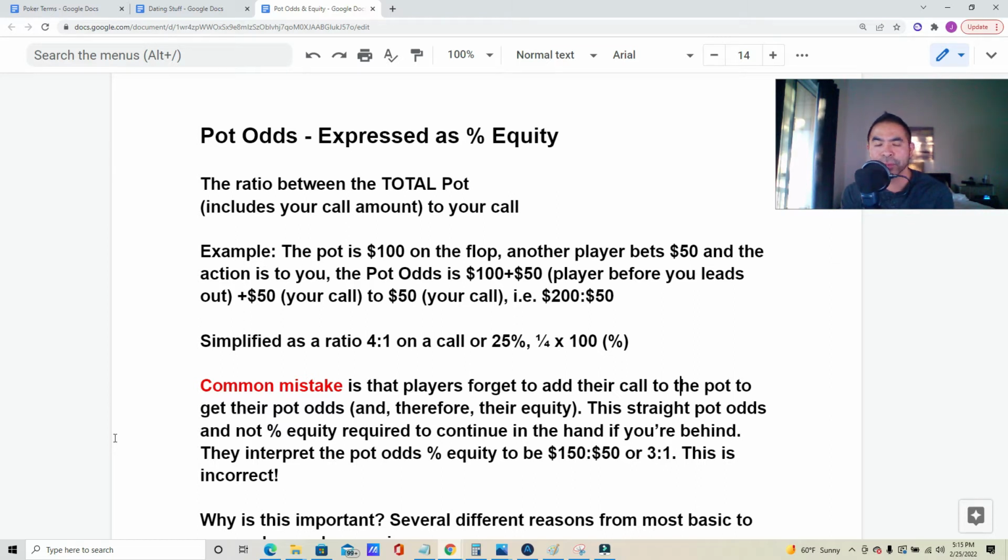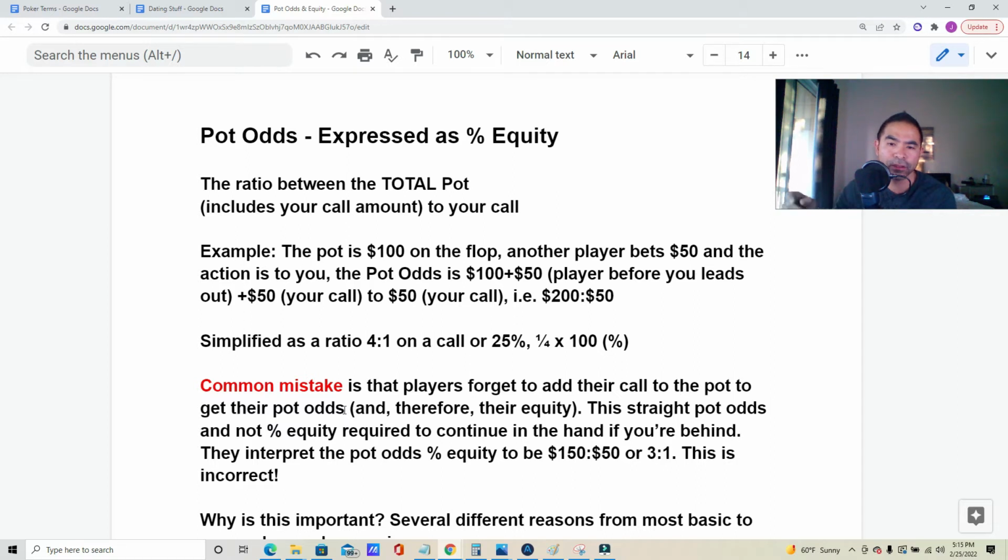The reason why this is super important is because when it comes to odds and outs, there's a big difference between 25% and 33%. Probably a difference of 3 or 4 cards coming out of a deck of 52. It's pretty significant. So as I have outlined here in red, the common mistake is that players forget to add their call to the pot in order to calculate their percent equity. What they'll get is the straight pot odds and not the percent equity required to continue in the hand if you're behind.